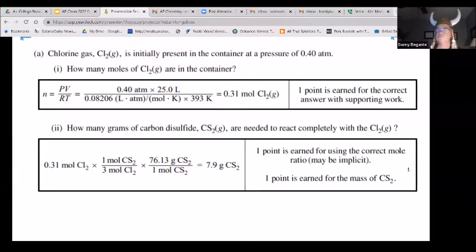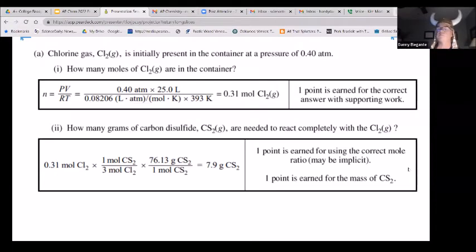Right. So just like we said, the first one is PV equals nRT. So we plugged in 0.4. We plugged in 25 liters. That was given to us in the problem. We plug in the R value, 0.08206. That's right from that reference sheet, right? And we had to remember to change our temperature in Celsius to a temperature in Kelvin. So you get 1 point for finding the answer 0.31.